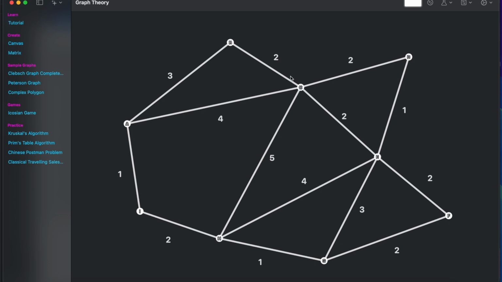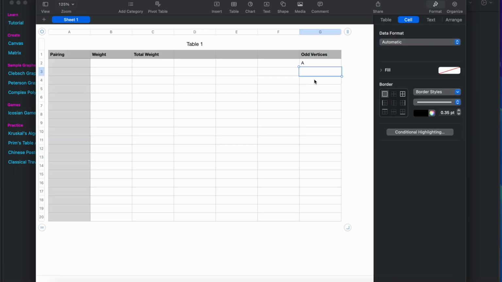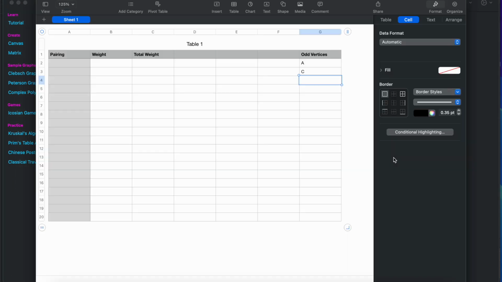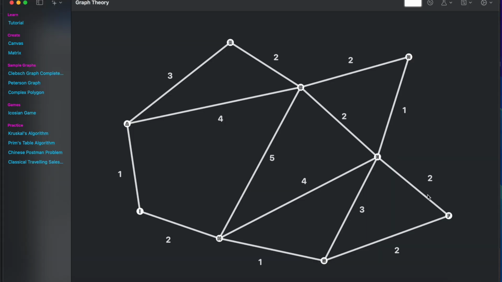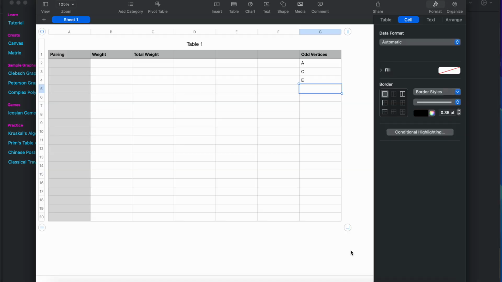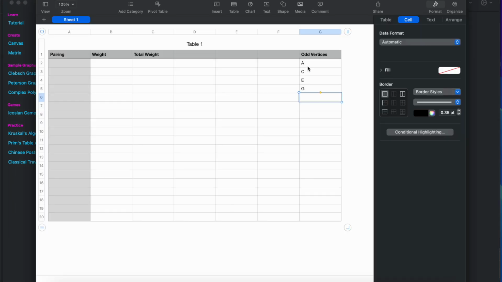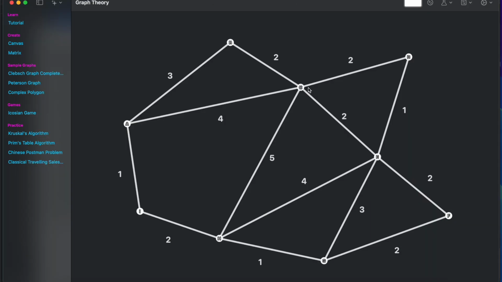B is even, C has 1, 2, 3, 4, 5. C is odd. D has 2, that's even. E has 1, 2, 3, 4, 5, that's odd. F has 2, that's even. G has 3, that's odd. H has 1, 2, 3, 4, that's even. And then I has 2, which is even. So there are 1, 2, 3, 4 different odd vertices.